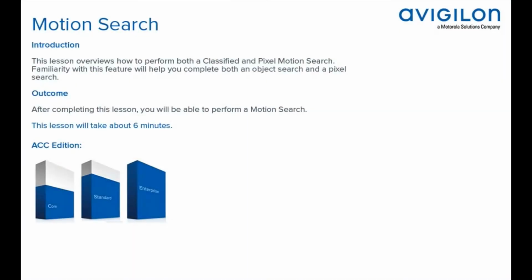This lesson overviews how to perform both a classified and pixel motion search. Familiarity with this feature will help you complete both an object search and a pixel search. After completing this lesson, you will be able to perform a motion search. This feature is available in these editions of ACC software.